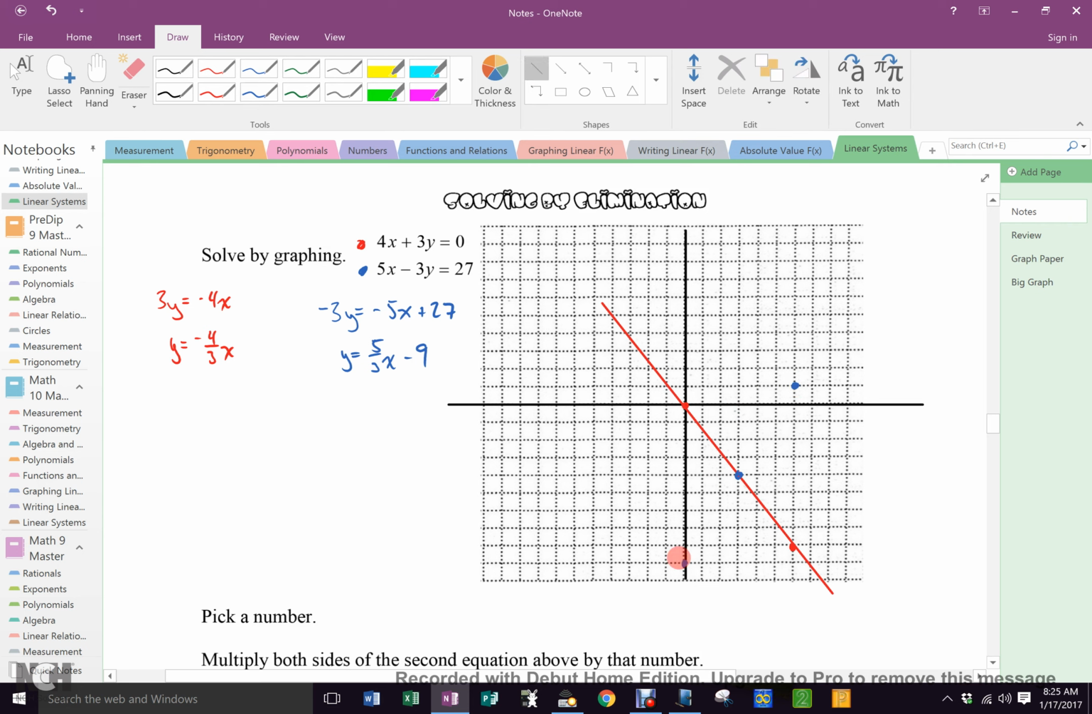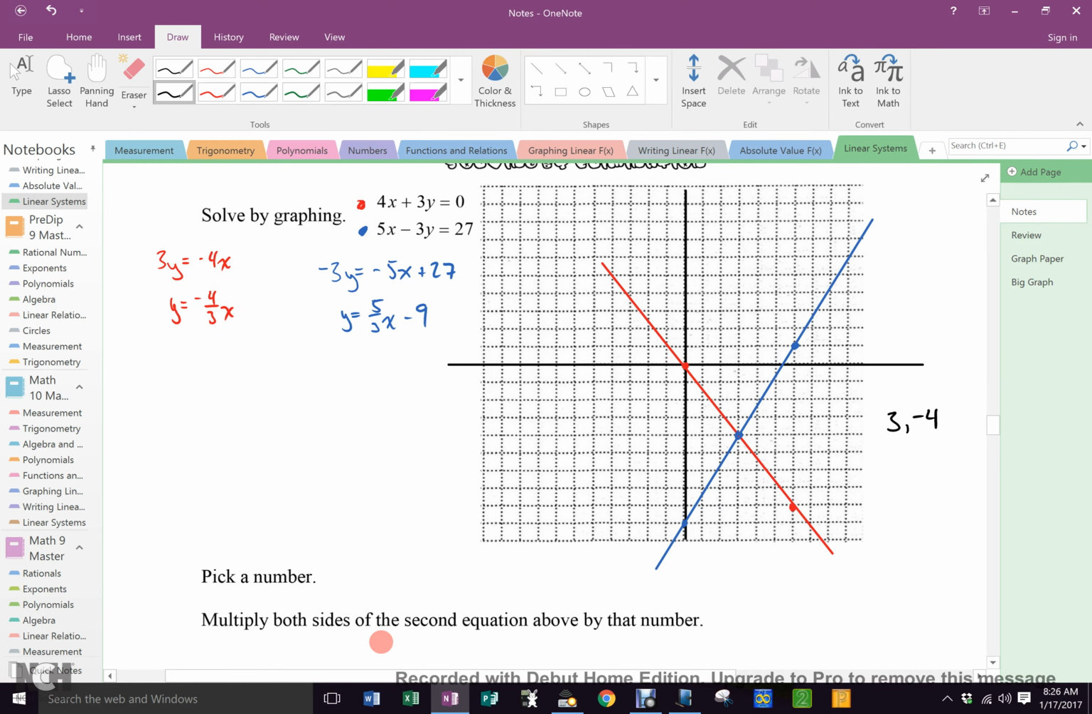And you should all find that the system has a solution where the lines cross, which is, of course, right there, which is (3, -4). Everyone agree? Everyone can graph those, yes? Yeah? Yeah.